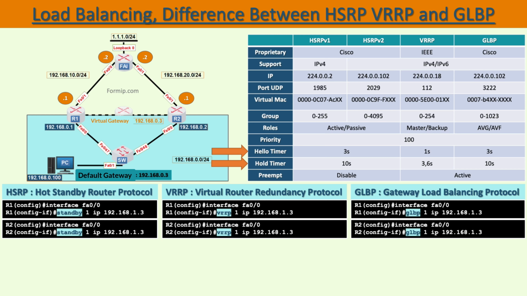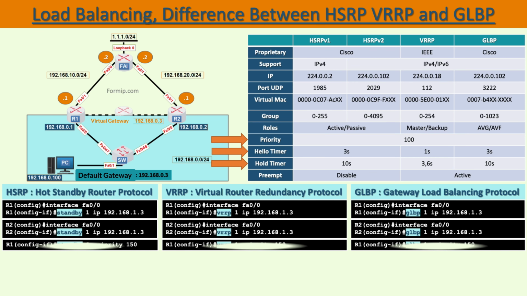For example, if our primary router is router 1, it will send hello packets every 3 seconds. And if router 2 stops receiving its packets for 10 seconds, then it will take over.